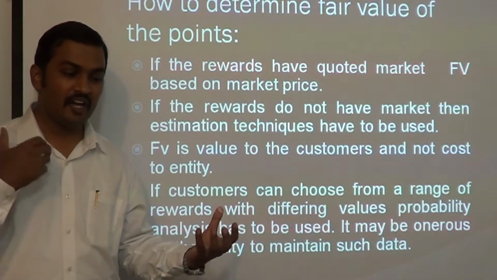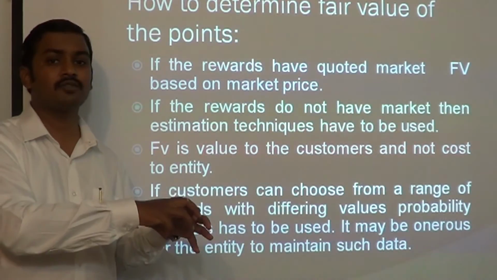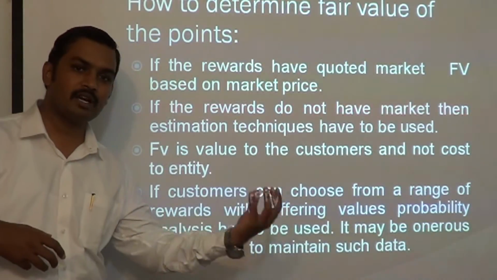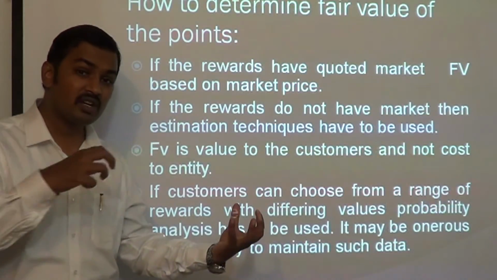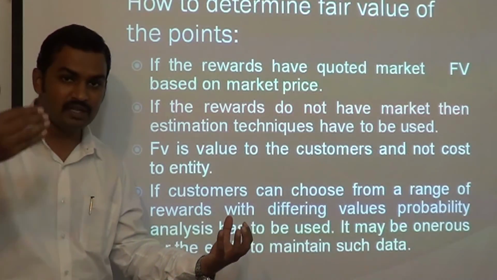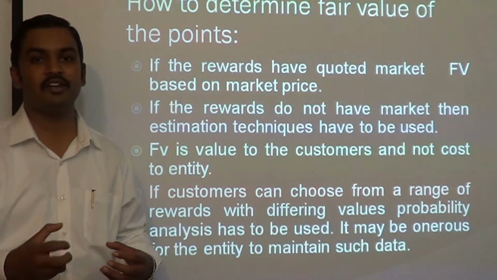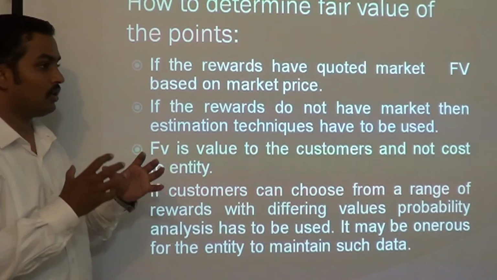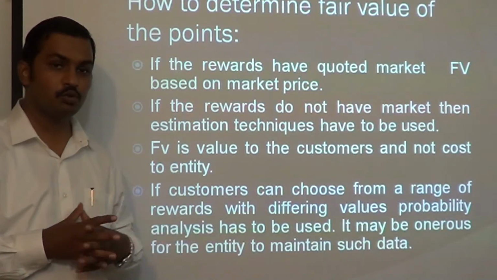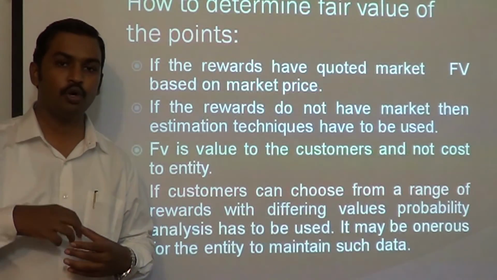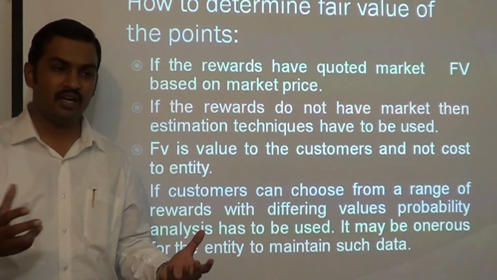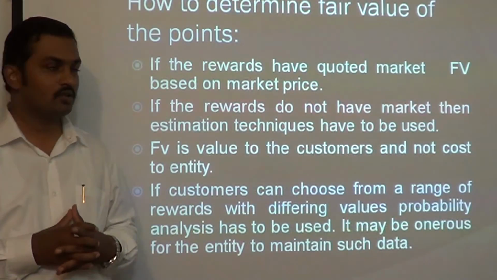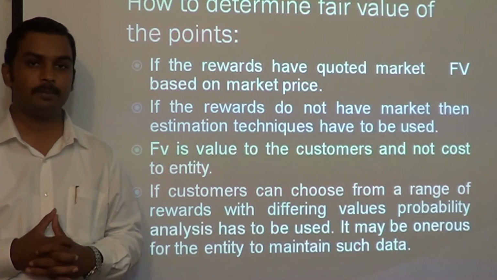In such cases, we have to estimate how many times customers have gone for product A, how many times for product B, how many times for product C, how many times the customers have used service E, and what was the fair value. So based on probability analysis, we have to arrive at the fair value of the points which is going to be treated as deferred revenue in our books of account. This requirement of using probability may require the entity to maintain a lot of data, and maintaining that much data may become onerous for the company to implement this particular standard. So this is what we have to discuss in this particular appendix. Thanks a lot.